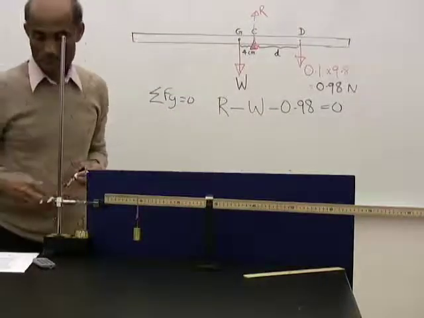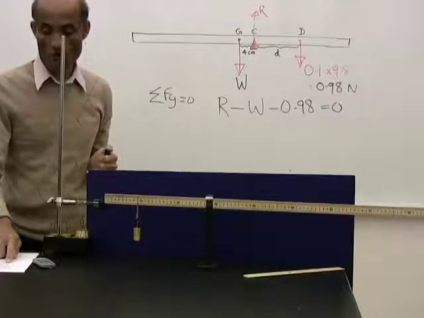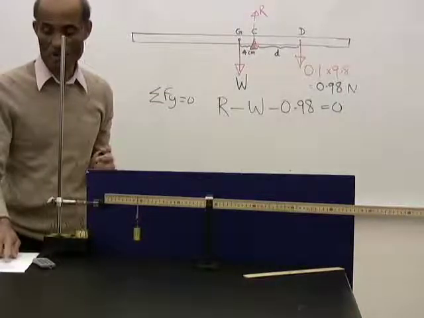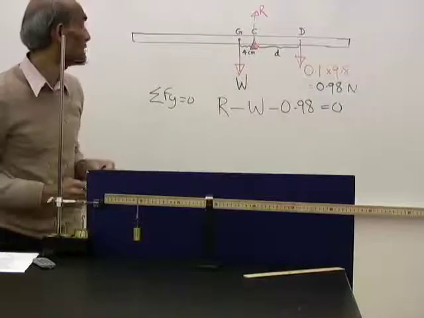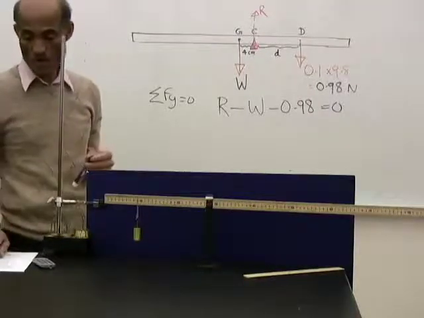Now, step number 4. Take the torques of all the forces acting on the ruler about the point A. Now, where is the point A?